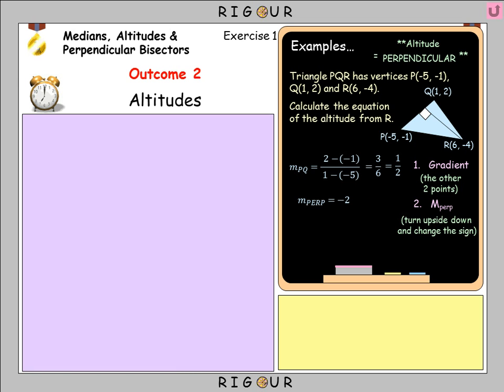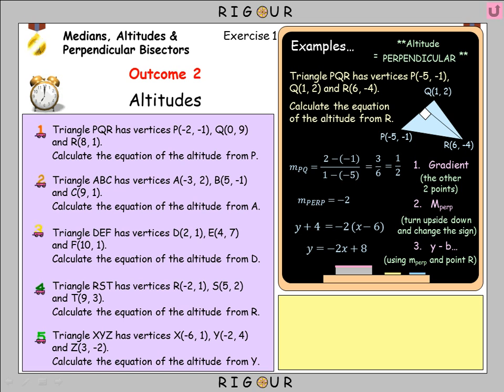Using this gradient of minus 2 and point R, we're going to substitute all this into y minus b. So we would have y plus 4, double negative there, equals m, so minus 2, bracket x minus 6. And if we multiply all that out and take away 4 from both sides, we end up with a final answer of y equals minus 2x plus 8.